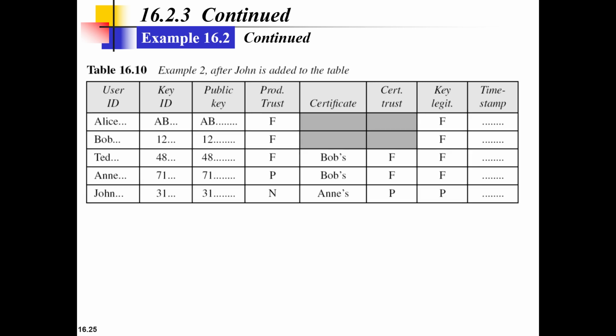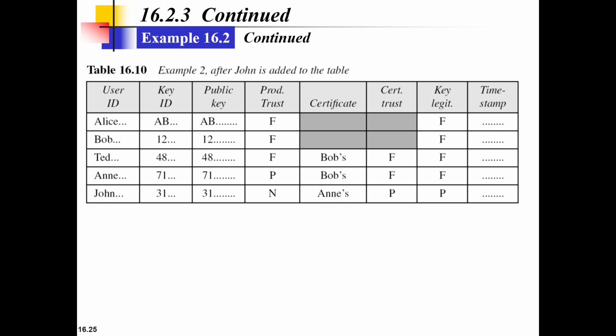Now, the fifth point: Anne introduces John, who is not trusted by Alice. Table 16.10 shows this new event. In table 16.10, after John is added to the table, note that PGP has copied the value of Anne's producer trust, P, to the certificate trust field for John. The value of the key legitimacy field for John is 1/2 of P at this moment, which means Alice must not use John's key until it changes to 1, that is F.